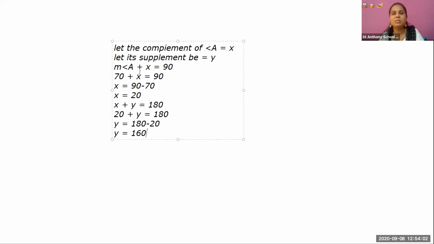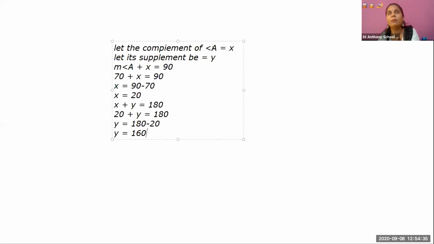Don't be afraid of this sum, because many times over the last 2 years I have seen that this sum feels quite difficult to students, but there is no need to be afraid of it. When I taught last year's batch and the batch before, they solved these sums very easily, because first you understand what the question is. Find the supplement of the complement of angle A, and to do so, we have to find the complement of angle A first, right?